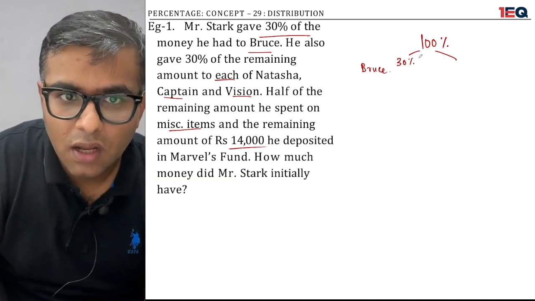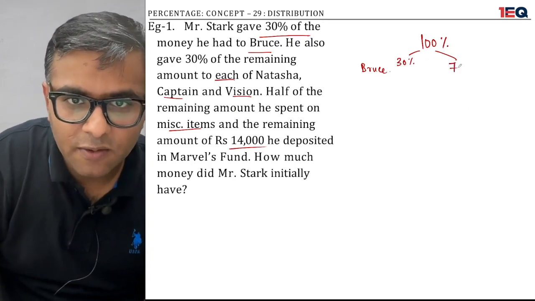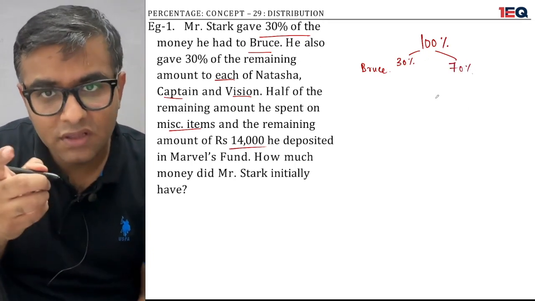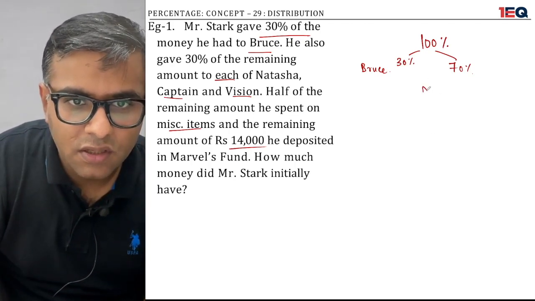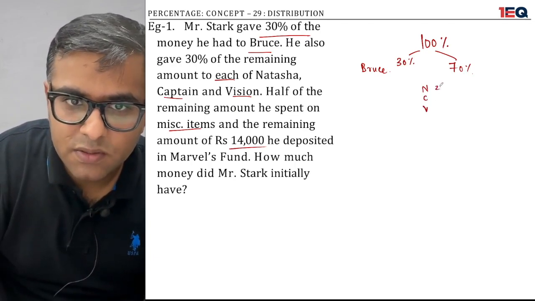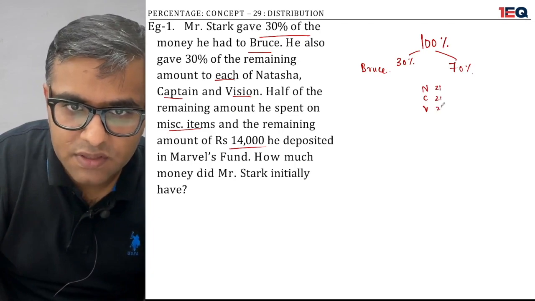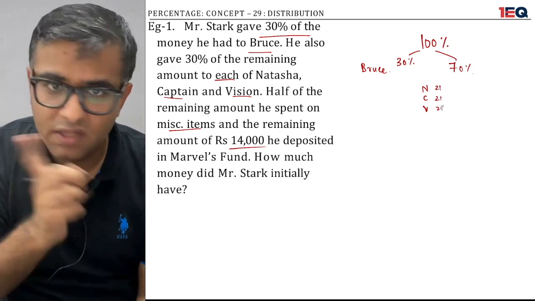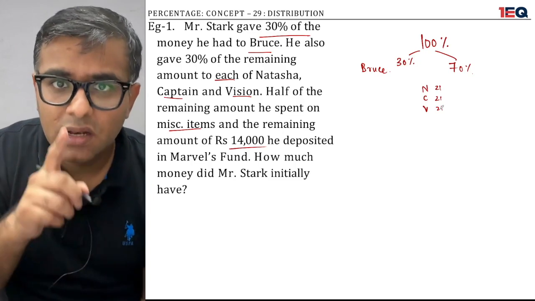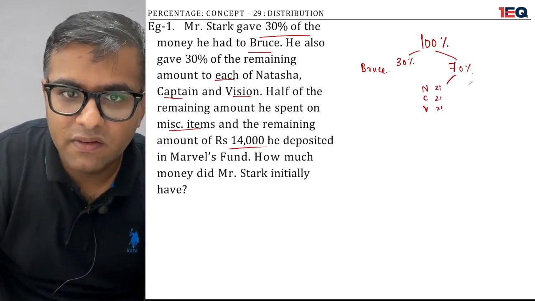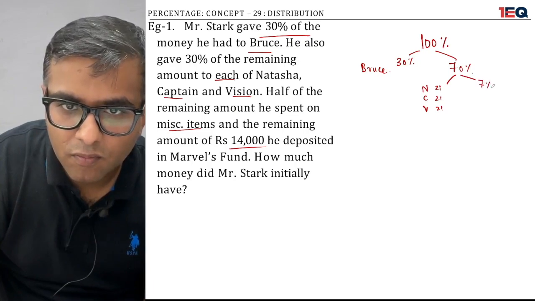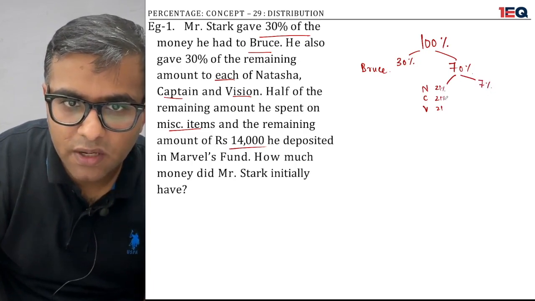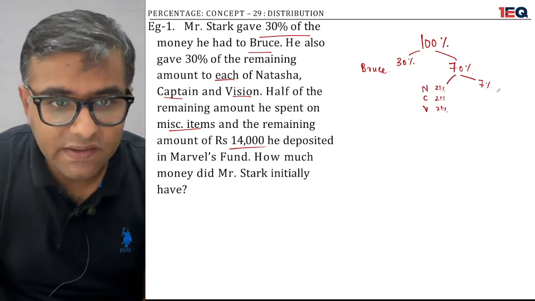Then, out of the 70% remaining, he is distributing 30% of the 70 to three people, who are Natasha, Captain, and Vision. 30% of 70 means 21%, 21%, 21%. 21 times 3, which we've done in the previous question, is 63. Now 70% minus 63%, only 7% remains.